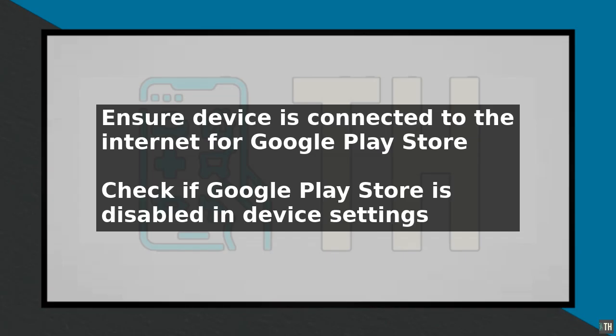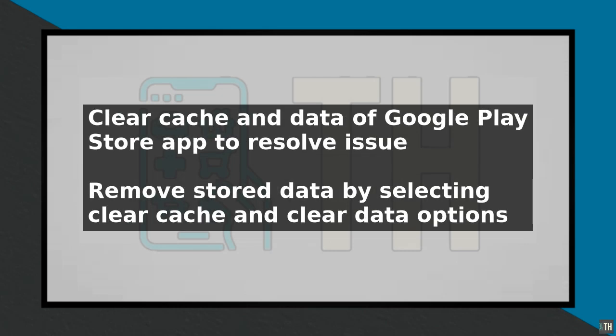to the on position. If the Google Play Store is not disabled, try clearing the cache and data of the Google Play Store app. To do this, go to the Apps section, find the Google Play Store, and select the Clear Cache and Clear Data options. This will remove any stored data and may resolve the issue.